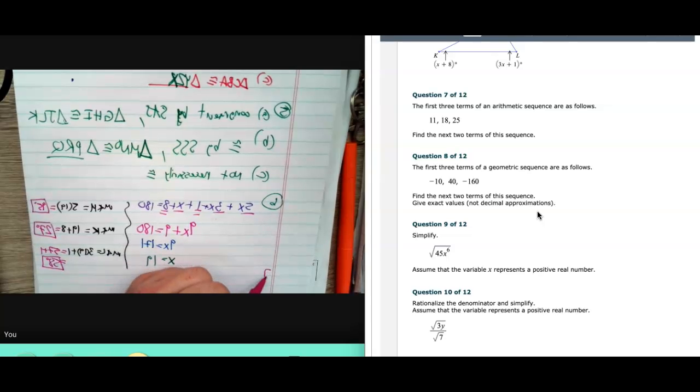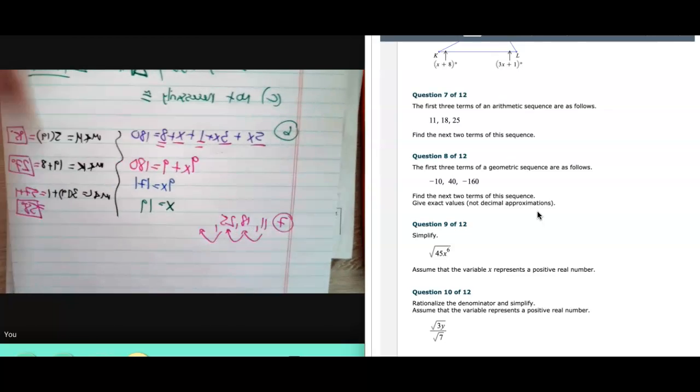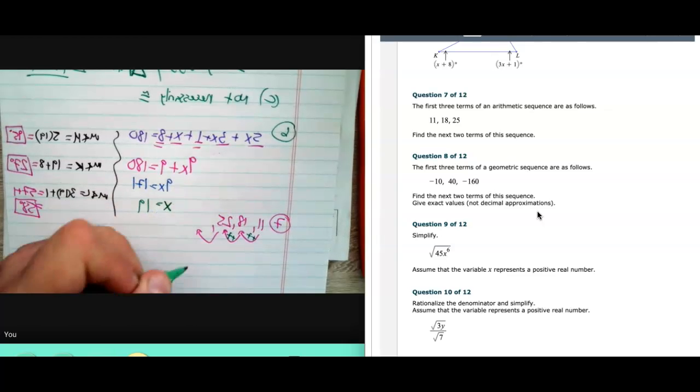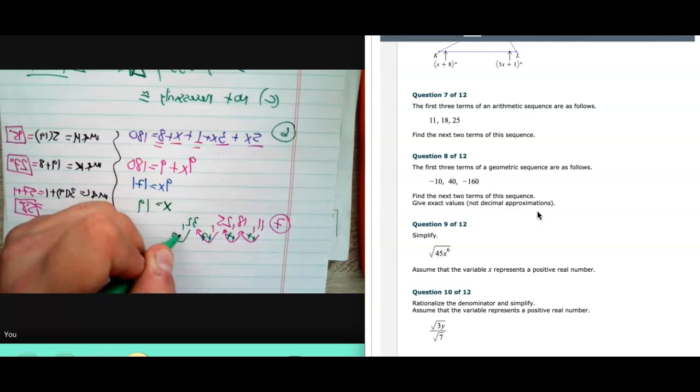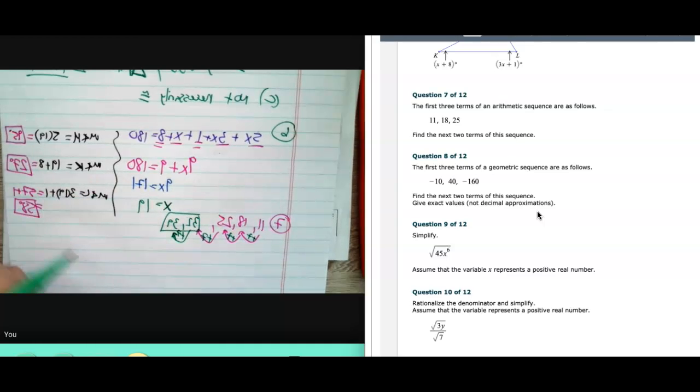Number 7 is the first three terms of an arithmetic sequence. So we have 11, 18, and 25. And the fact that it's arithmetic, guys, tells me it's adding. Once they use the word arithmetic, I know it's adding the same amount each time. You can either mental math figure it out, or you can use a calculator and subtract in reverse order to figure out it's adding 7. Find the next two terms. Well, 25 plus 7 is 32, plus another 7 is 39. The next two terms, 32 and 39.